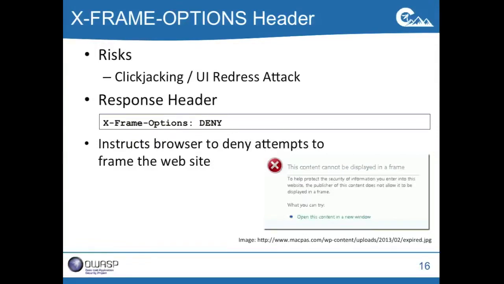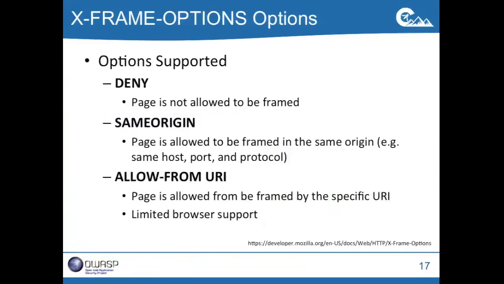What we need to do is set the X-frame options header. Our default value is deny. That's what we want to default to. It means you can't do it. The browser won't allow it. There are other options. We have same origin, which means that you can frame the page if it's under the same host, port, and protocol, same origin rules.